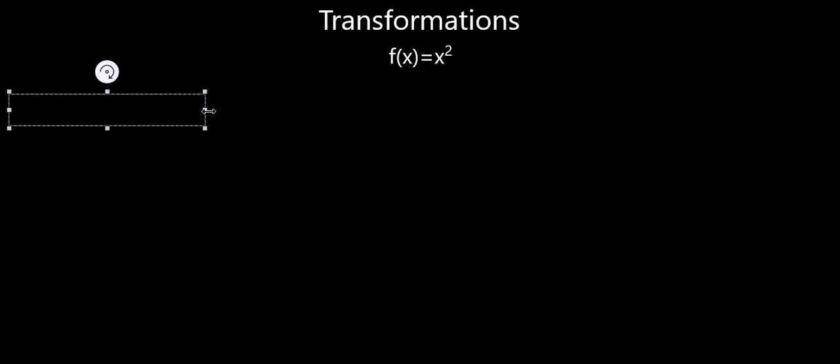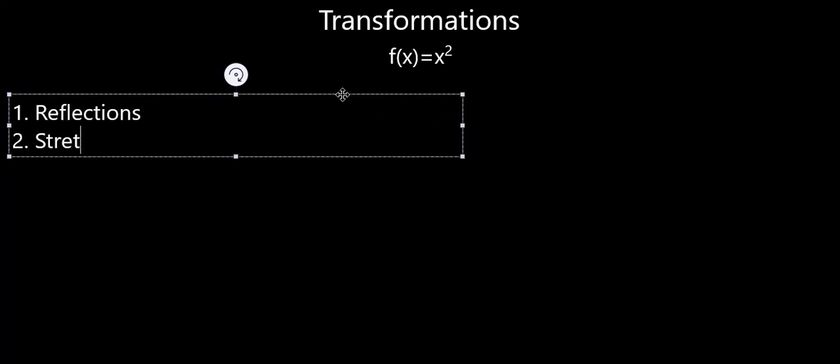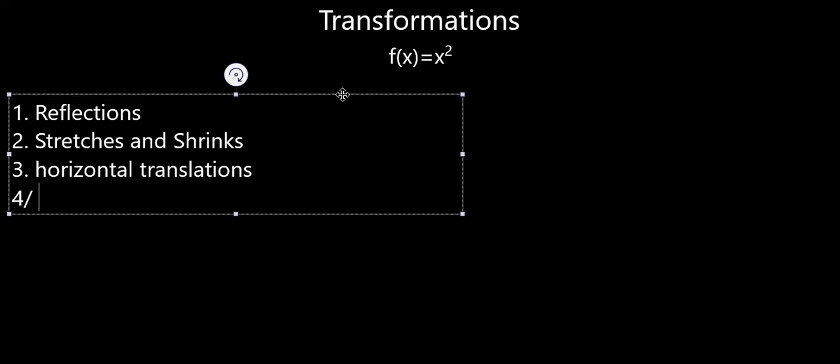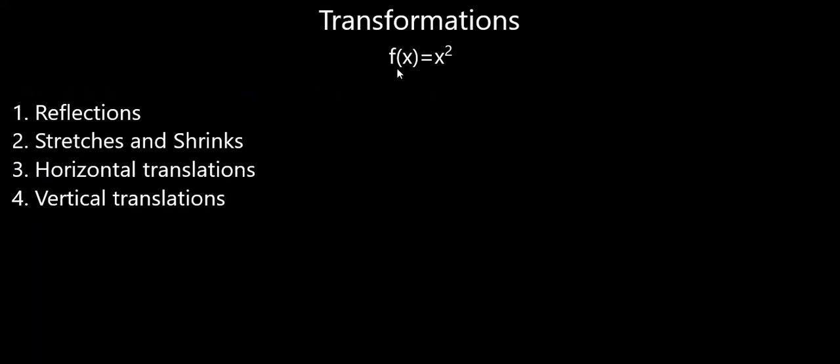What are all the different transformations we've learned about so far? We've learned about reflections. We've learned about stretches and shrinks. We've learned about horizontal translations, and we've learned about vertical translations. So let's just very quickly see how we would see each of these different transformations in comparison to f of x equals x squared. Let's start with 1, reflections.